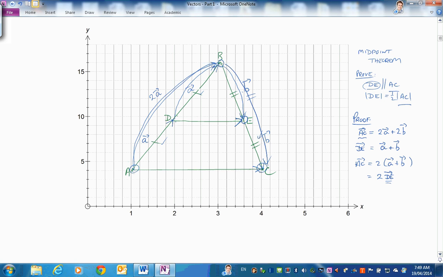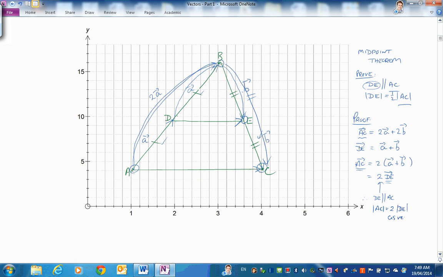Now, it's got the same direction, it's just double its size. I think we've done it. That's what we wanted to prove. So we would say, therefore, DE is parallel to AC, and the size of DE equals, I will put it slightly differently from what we've put here, the size of AC equals twice the size of DE. And that's what was required.